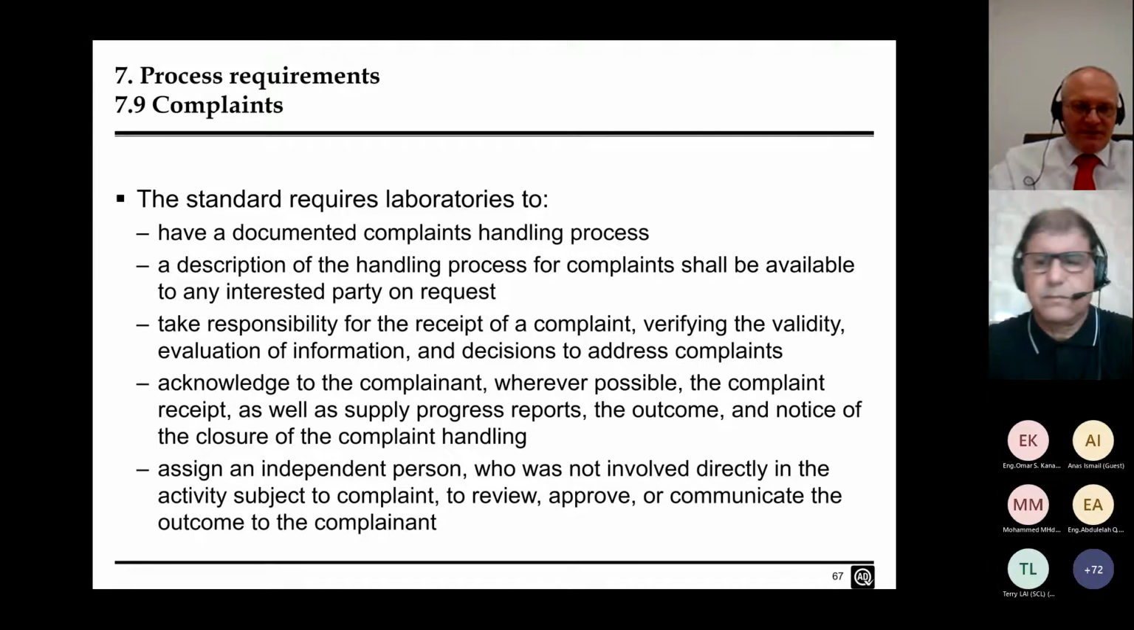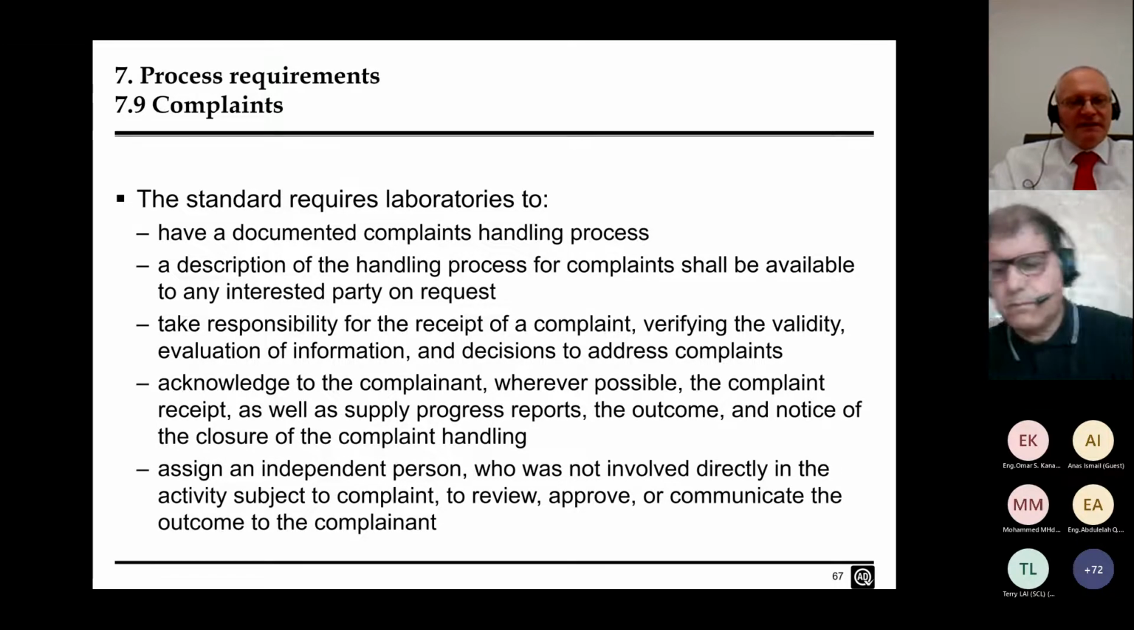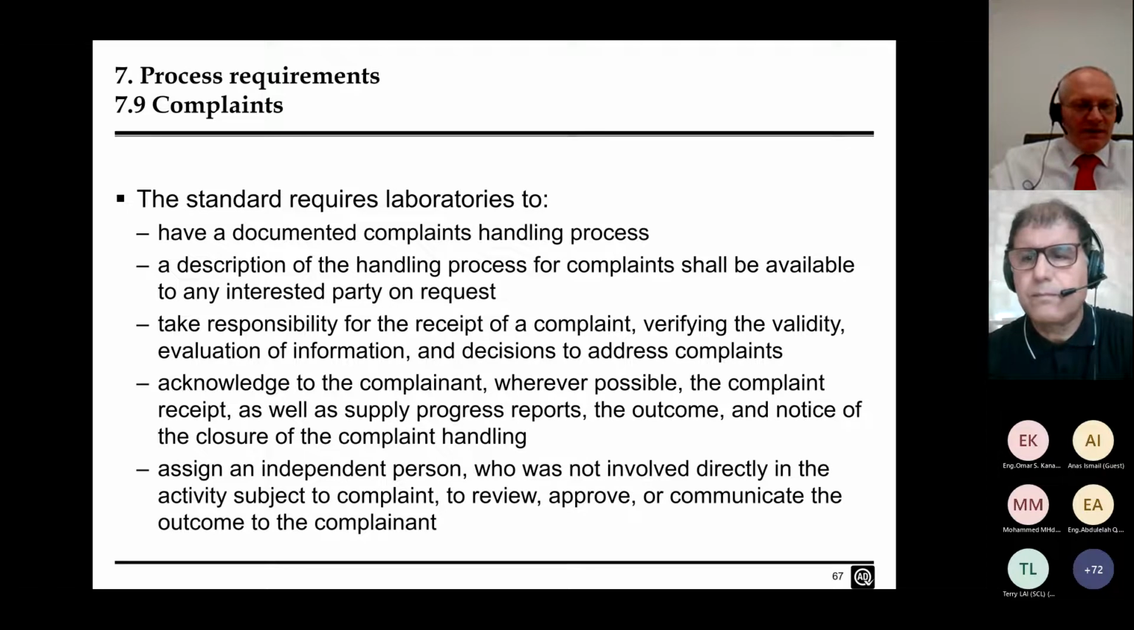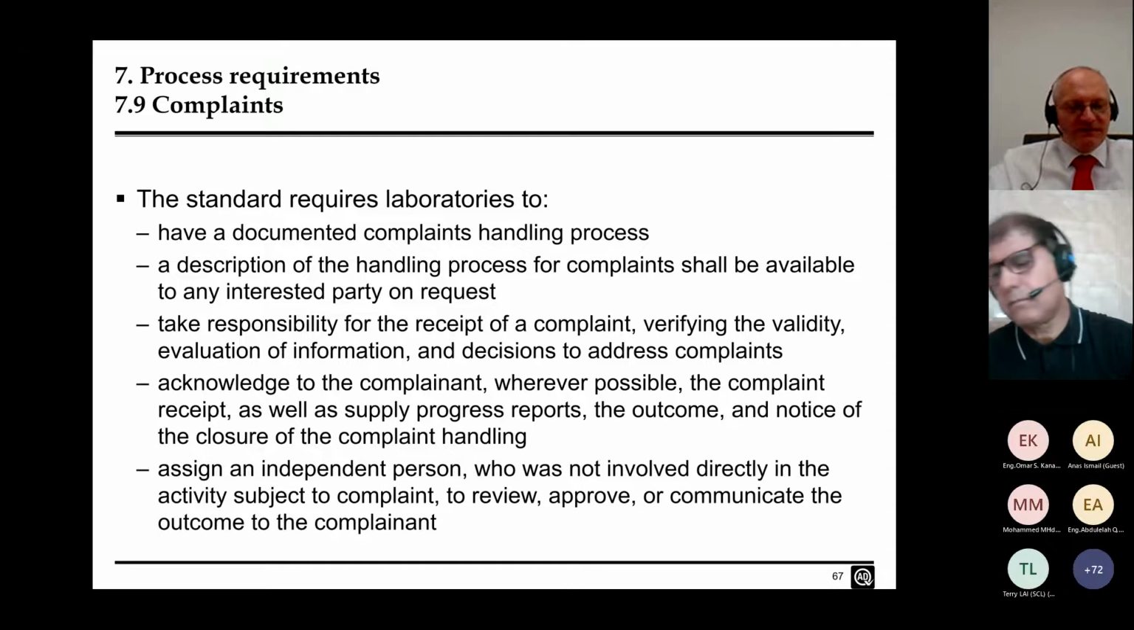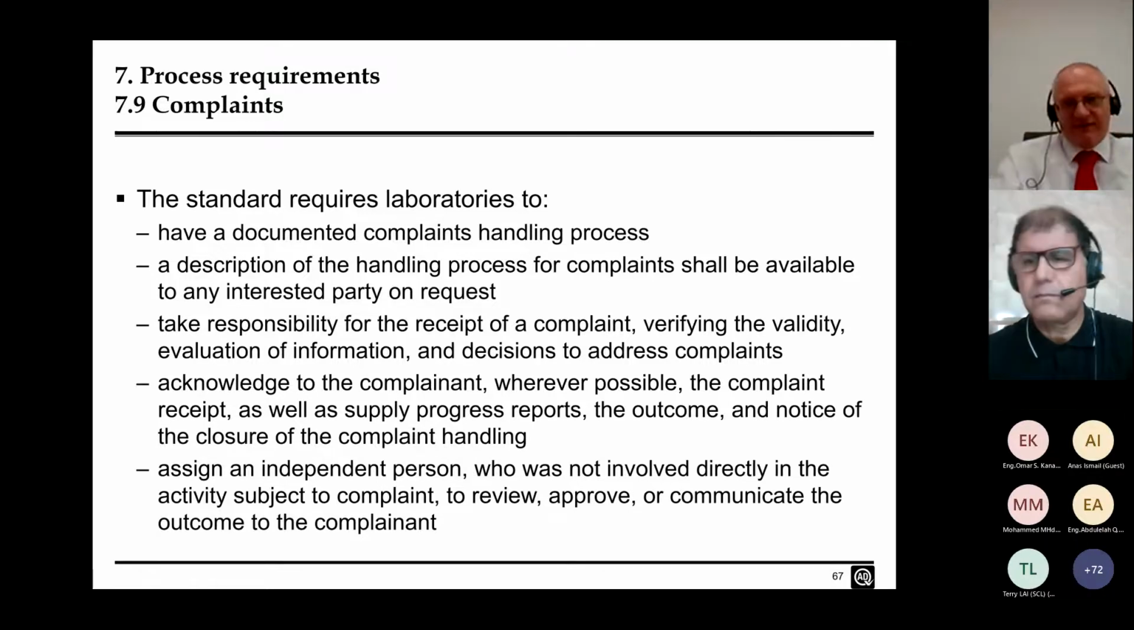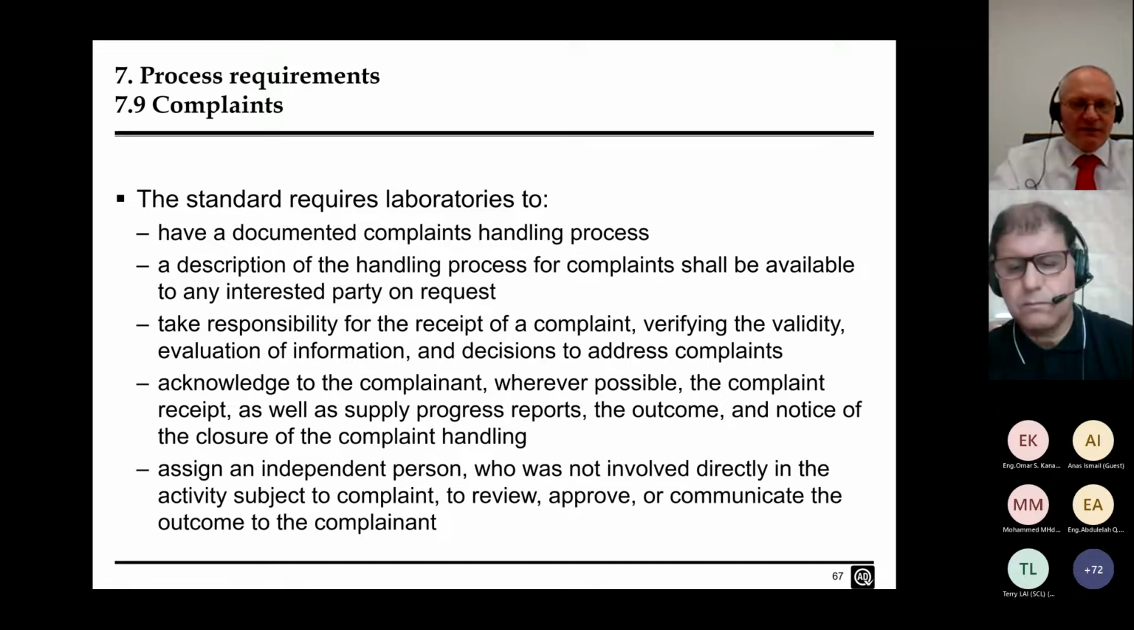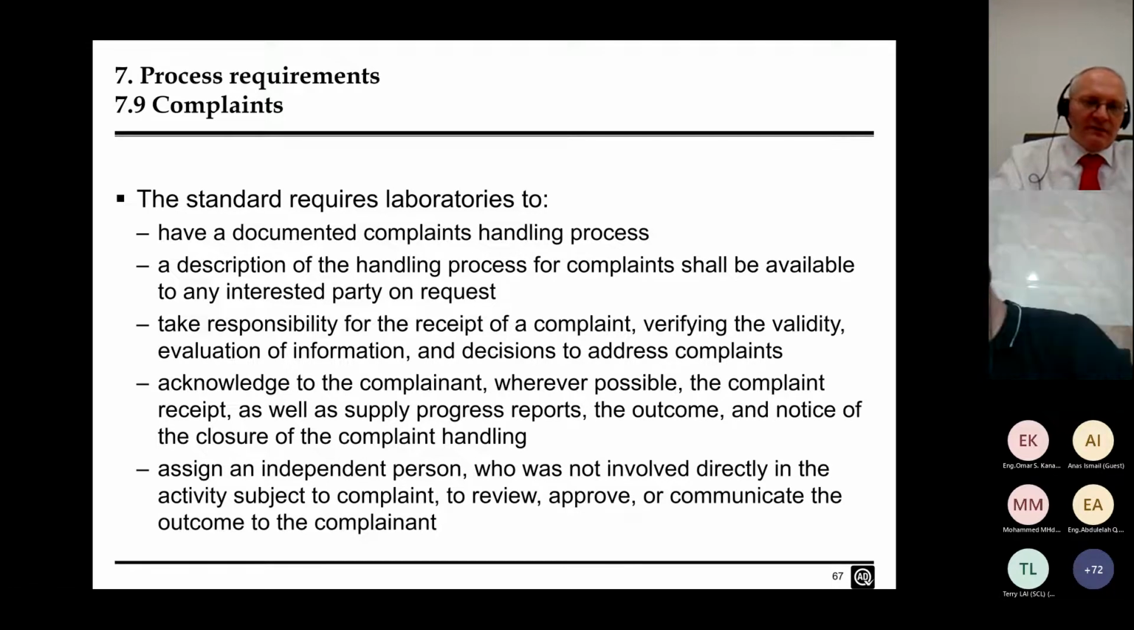17025 is only interested in laboratory activities, calibrations. So this only applies to complaints directly related to those areas. And it really just reflects, I think, the way modern complaint processes occur. So you probably have a complaints process and it probably is transparent. I don't think many laboratories won't have this in place.